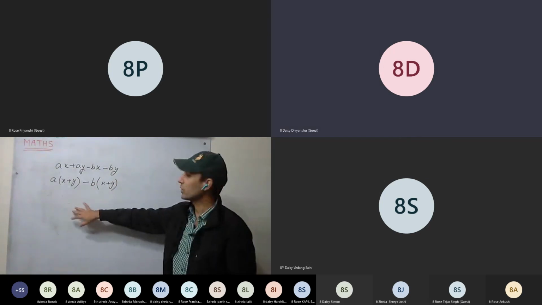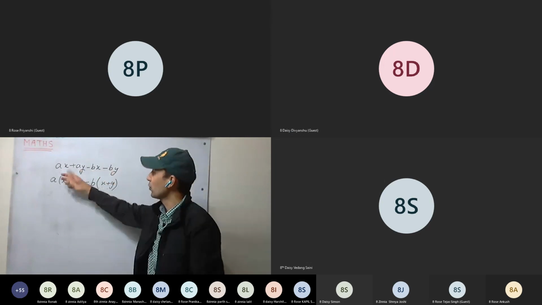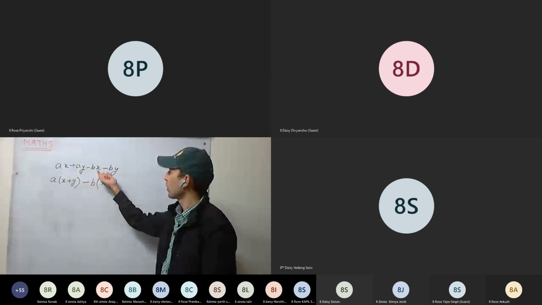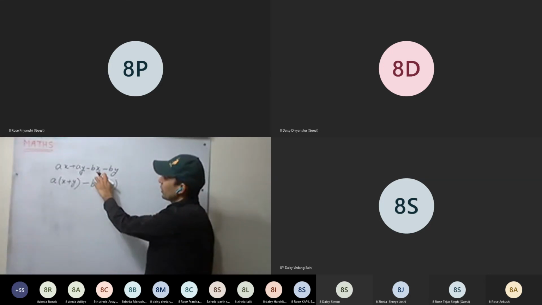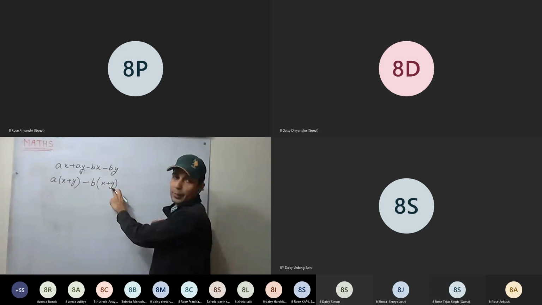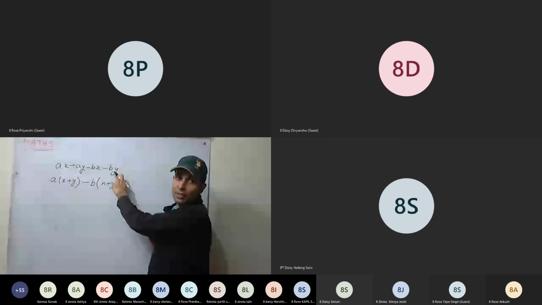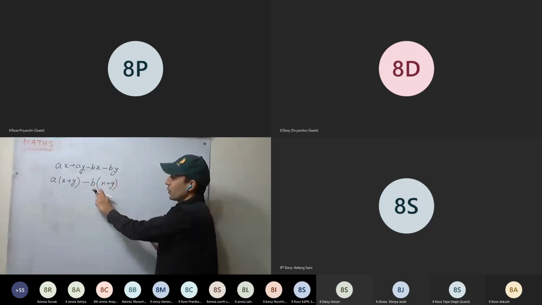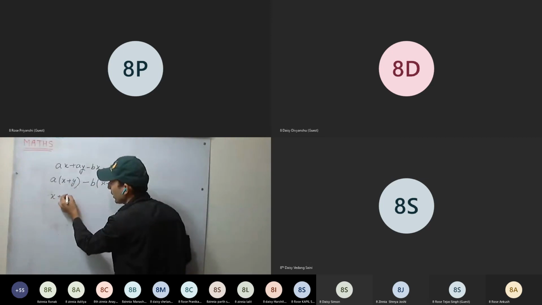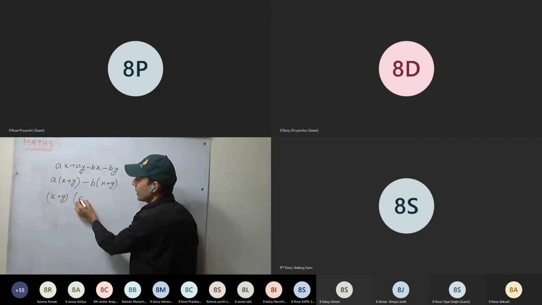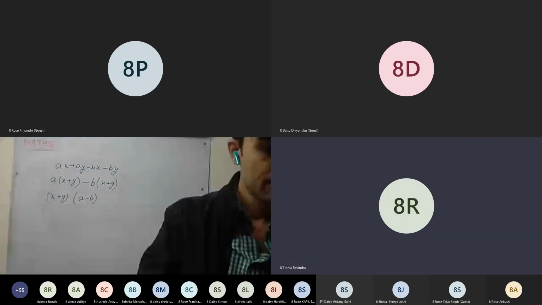Okay, now see here, ax plus ay minus bx minus by. First two terms we can take a out. From third and fourth, minus b we have taken out. What will remain? x and y. You can check by opening the bracket: minus bx minus by. We can check backwards, so we have written it correctly. Now x plus y is common. We will take x plus y out, and what will remain inside? a minus b. Okay, this is clear.